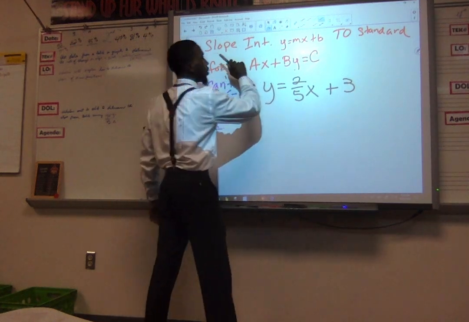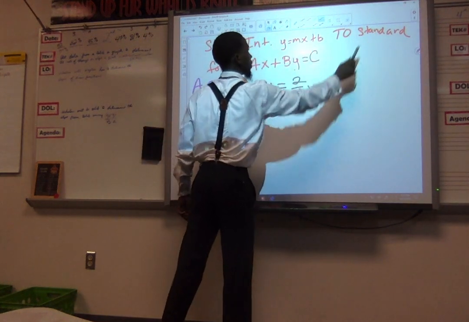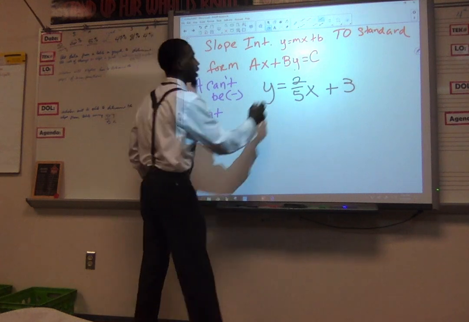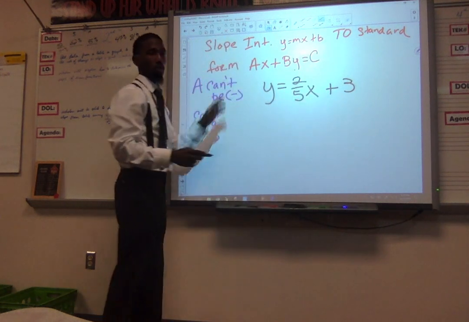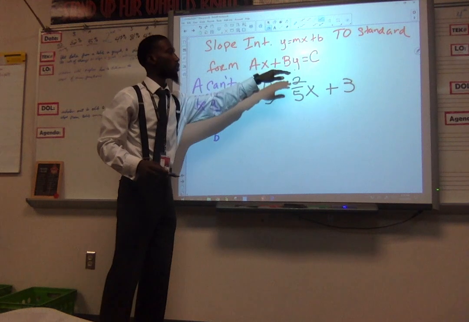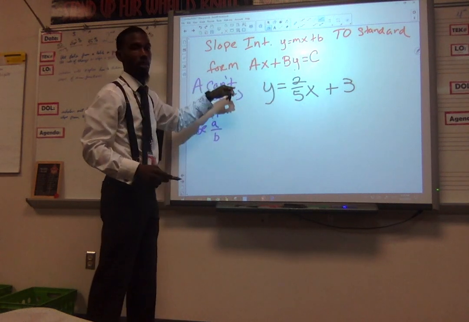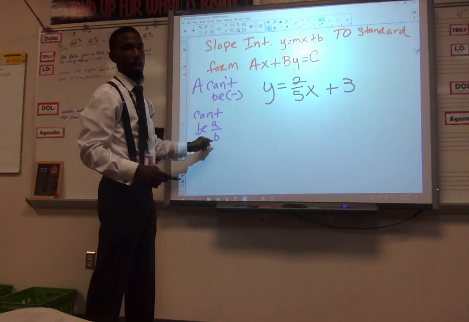All right, now we're going to have to go from slope-intercept form, y equals mx plus b, to standard form, ax plus by equals c. Now, two rules we have to remember in standard form: the first rule is that a can't be negative, and a cannot be a fraction.